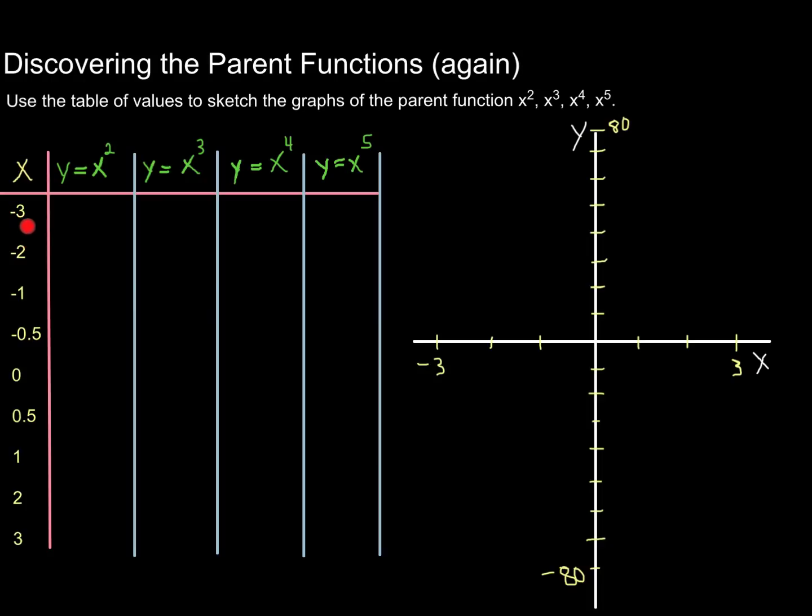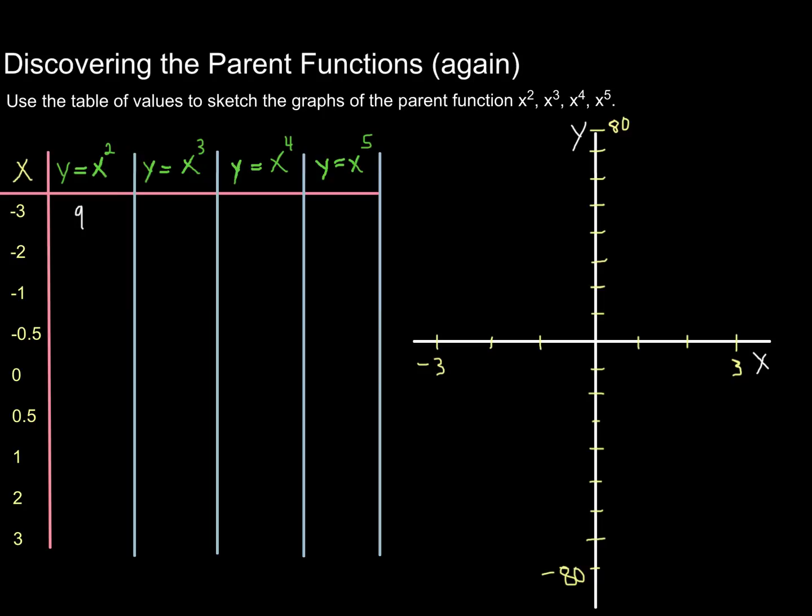You'll plug in a value like -3 into each of these functions. So first, if you're working on x squared, you want to graph x squared, plug each of these x values into x squared, find the corresponding y values, and then plot those points. We can do one together. If you plug in -3 for x, you're going to get that y is equal to -3 squared, which is 9.